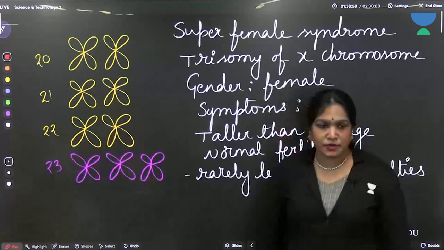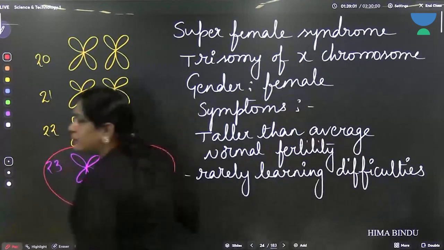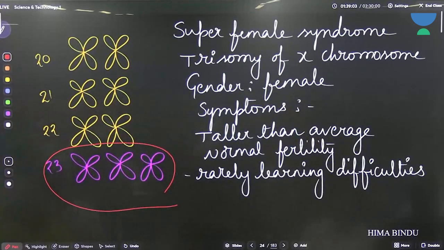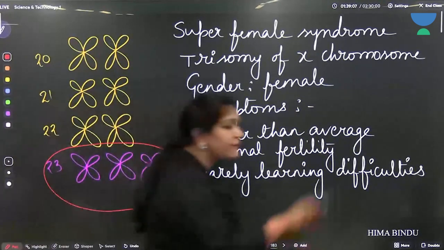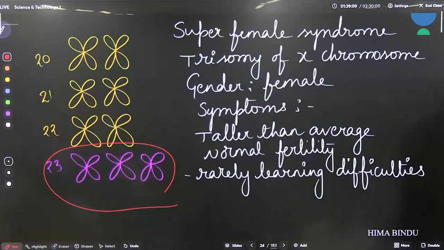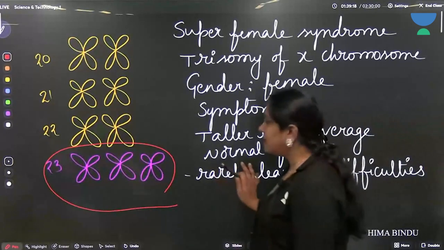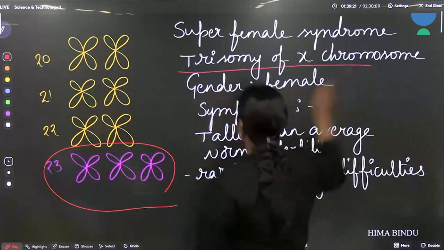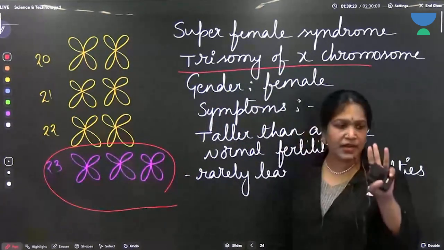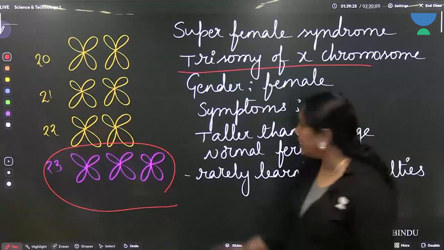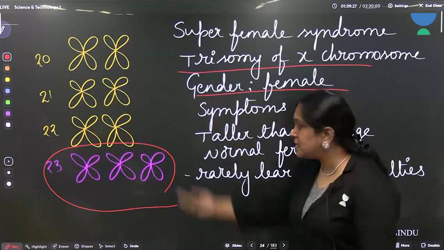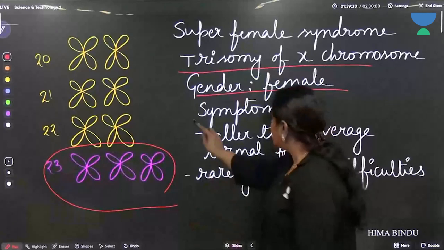Super female syndrome. Total number of chromosomes 47, and the 23rd slot will have XXX. XX is already a female. In the female, if you have an extra female sex chromosome, it will be female only. So super female, but abnormal. This is trisomy of X chromosome. Three somes, trisomy. Gender female, because there is no Y chromosome at all.